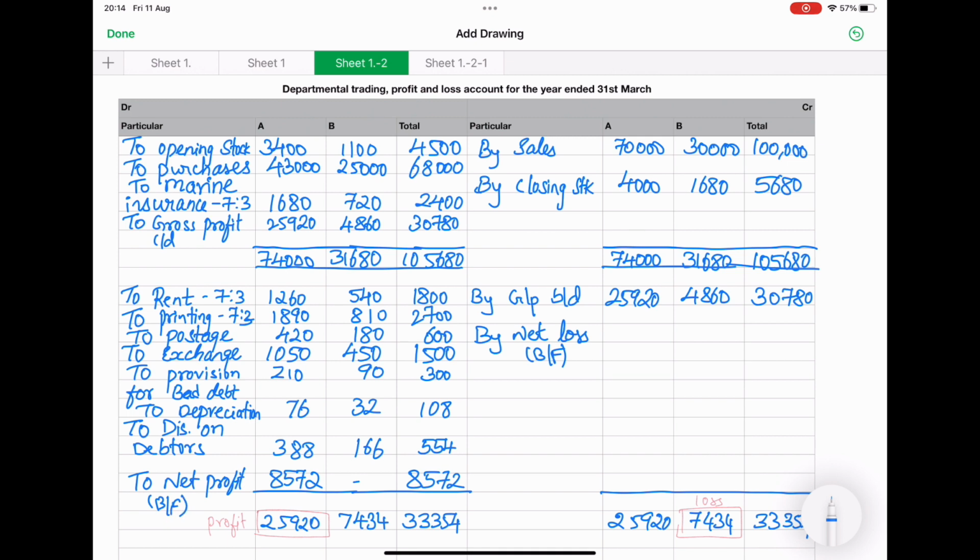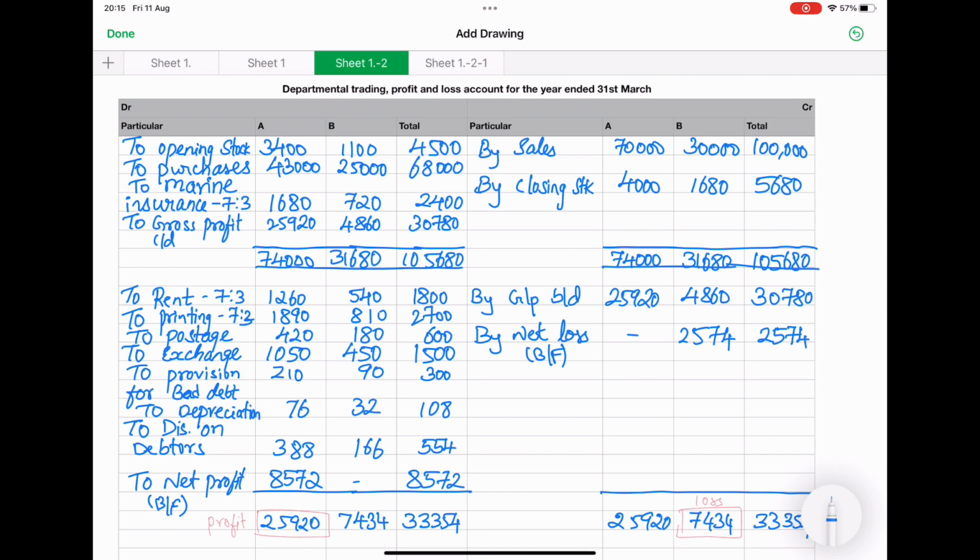So here, department A is already having profit, so no loss. For this, 7,434 minus 480, we are going to get 2,574. If you have to write the same thing here, 2,574. So one department has earned profit, another sustained loss. Okay, this is the trading and profit and loss account.